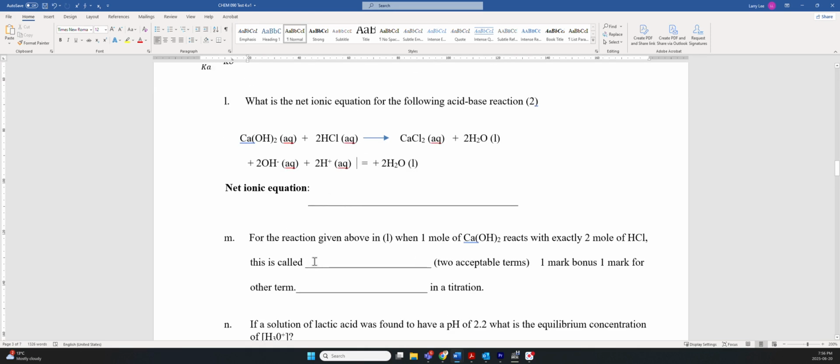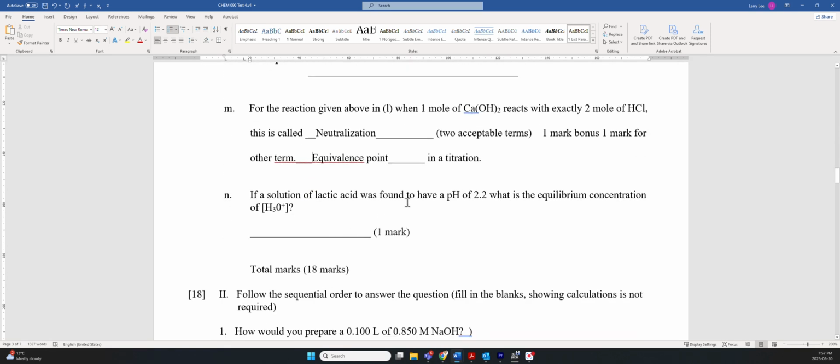Now, for the reaction given above, when 1 mole of Ca(OH)2, calcium hydroxide, reacts with exactly 2 moles of HCl, this is called neutralization. We have neutralized the reaction. And the other term in the titration, you've seen this before, it's called the equivalence point. It's the equivalence point in the titration.